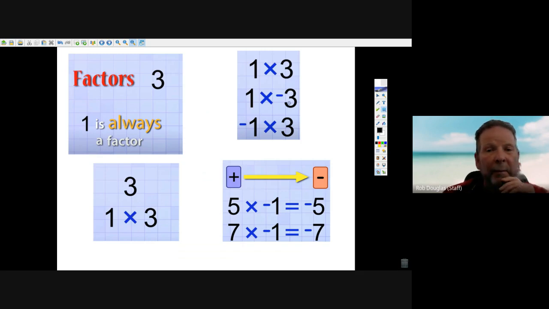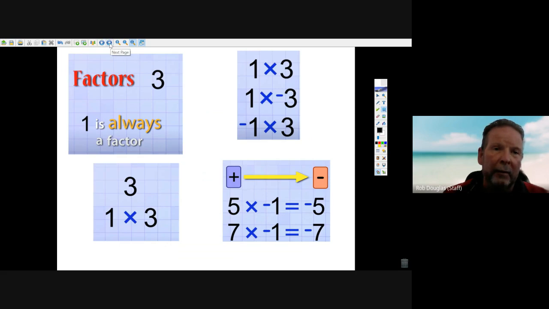But what if we start with the number -3? Isn't it true that 1 times -3 would have to be equal to -3? Well, that's a positive times a negative equaling a negative. It would also be true that -1 times 3 would be -3. That means multiplying by -1 has an interesting effect. If you have +7 and you multiply it by -1, it will flip to the other side of 0 on the number line and become -7. 7 times -1 would become -7.